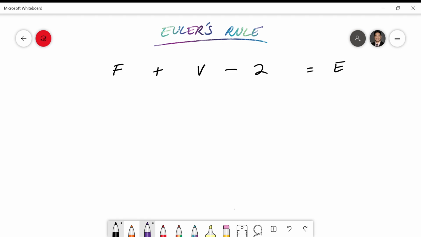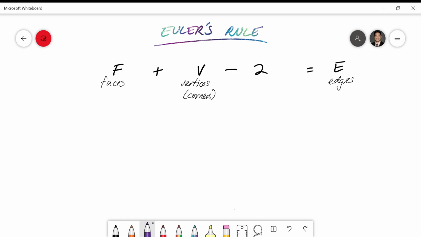So we have F for faces, V for vertices, which again, as I said, means corner, and E for edges. The rule to work out the number of edges in an object is: you count the number of faces, add the number of vertices, and then subtract 2. You'll find that's the same pattern all along.